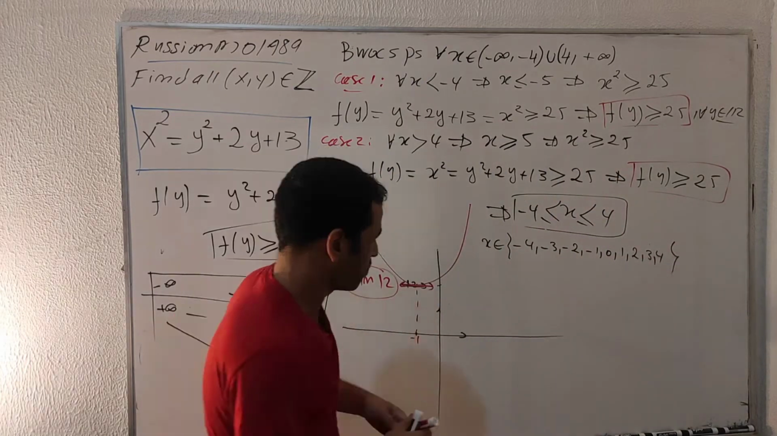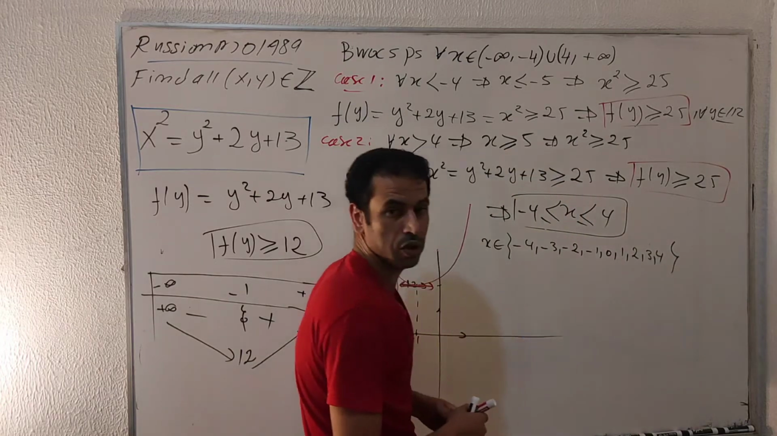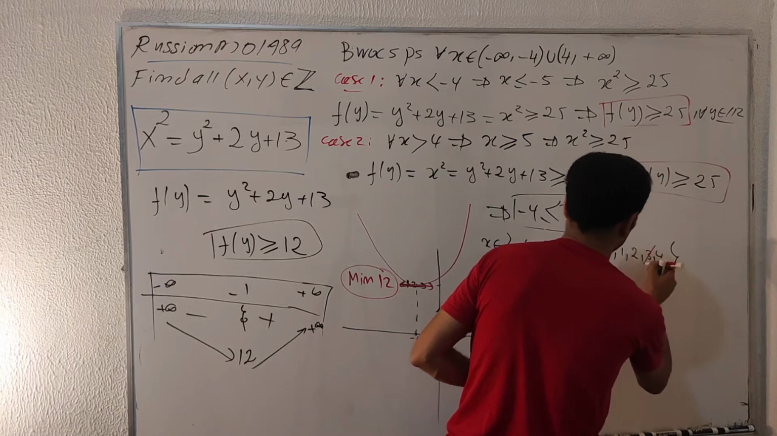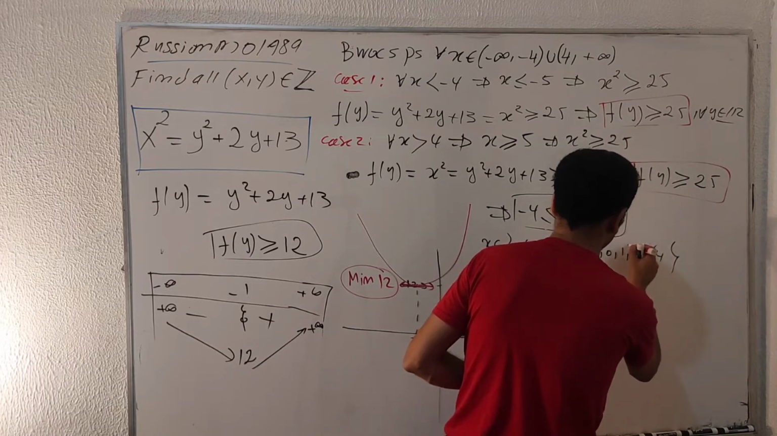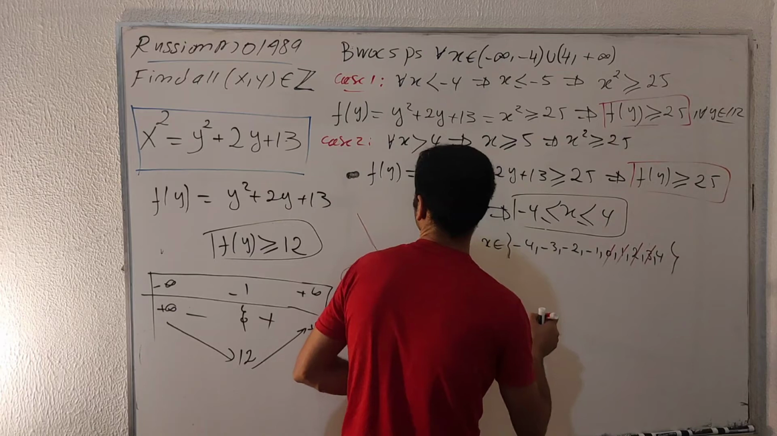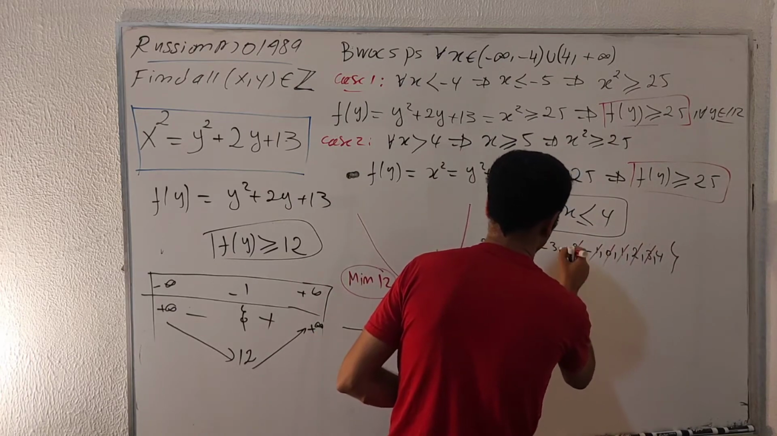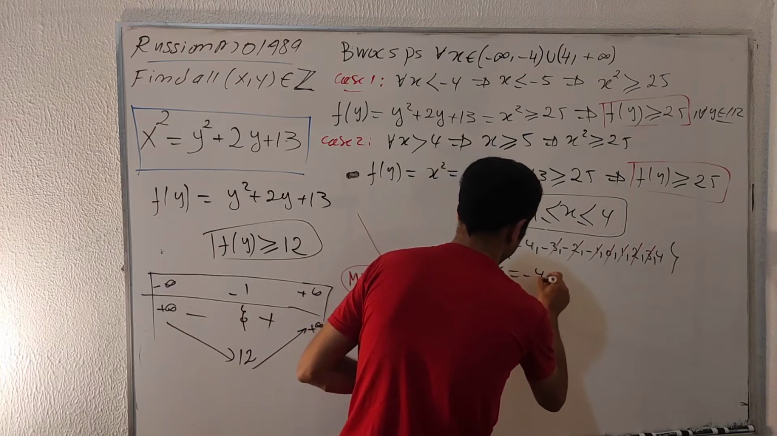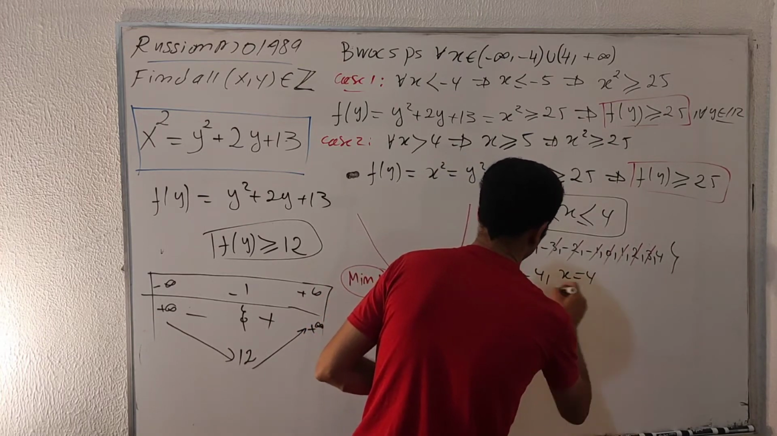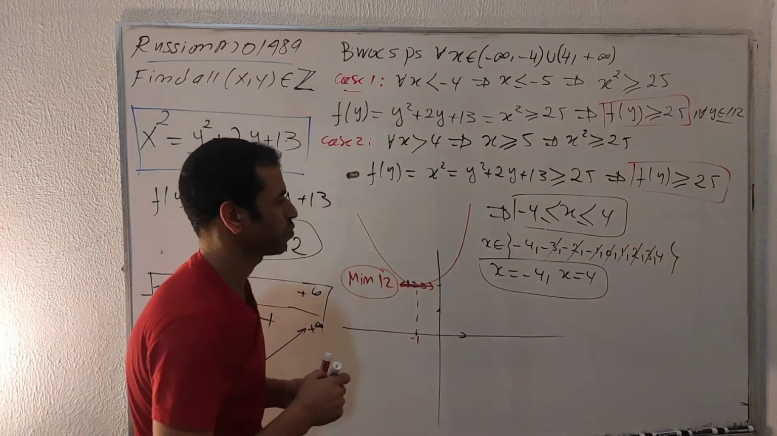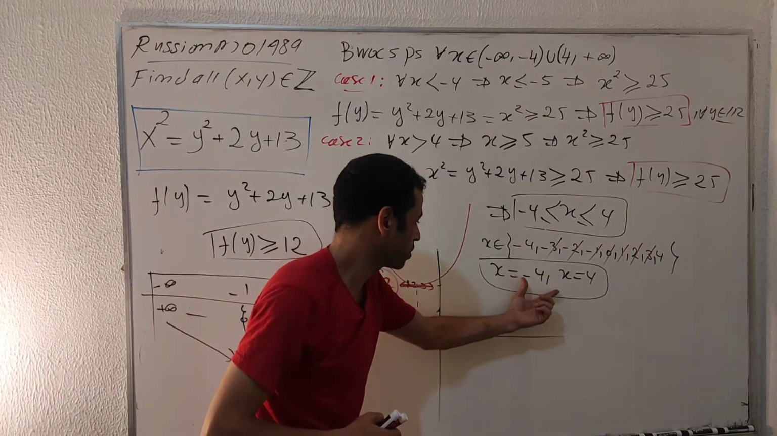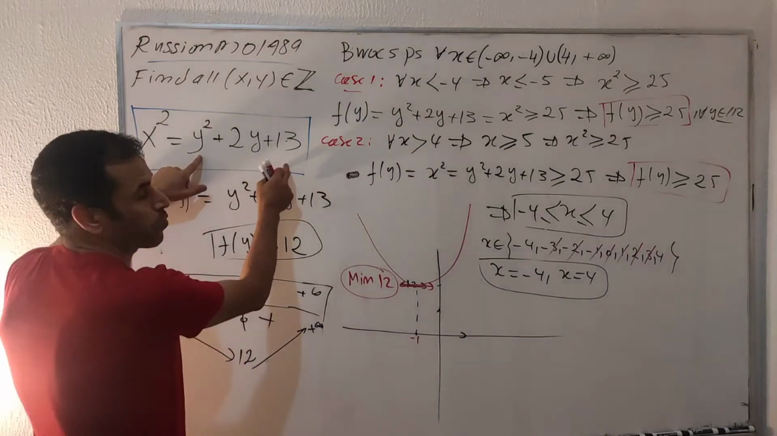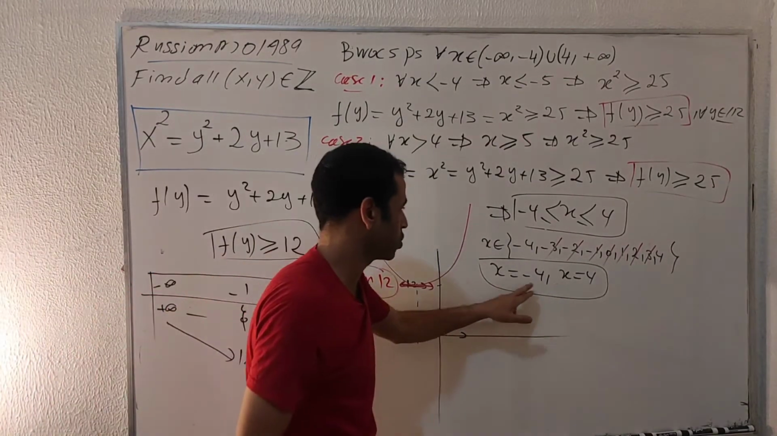If you check all these values, you will find that 2 is not okay, 1 is not okay, 0 is not okay, minus 1 is not okay, minus 2 is not okay, minus 3 is not okay, but x equals minus 4 and x equals 4 is okay. Because when you replace these values here, they give us a perfect square. This is the reason why this one is okay.